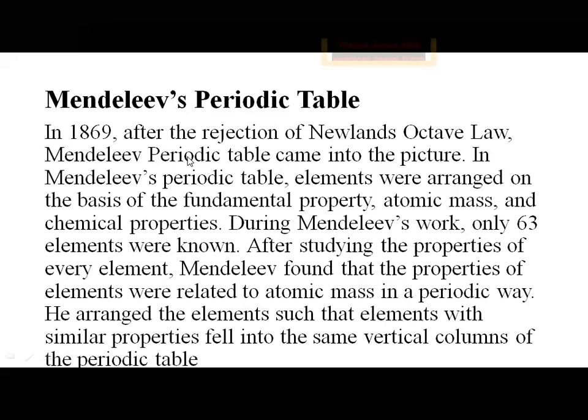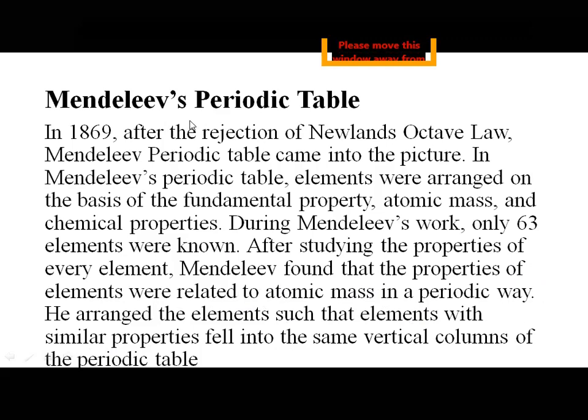In 1869, after the rejection of Newland's law of octaves, Mendeleev's periodic table came into the picture. In Mendeleev's periodic table, elements were arranged on the basis of a fundamental property, that is atomic mass, and chemical properties. During Mendeleev's work, only 63 elements were known. After studying the properties of every element, Mendeleev found that the properties of the elements were related to the atomic masses in a periodic way. He arranged the elements such that elements with similar properties fell into the same vertical columns of the periodic table.